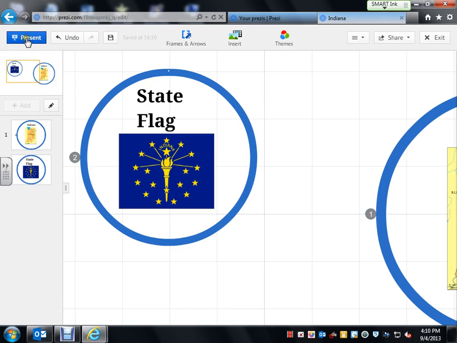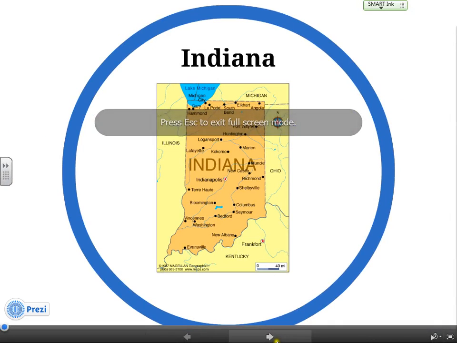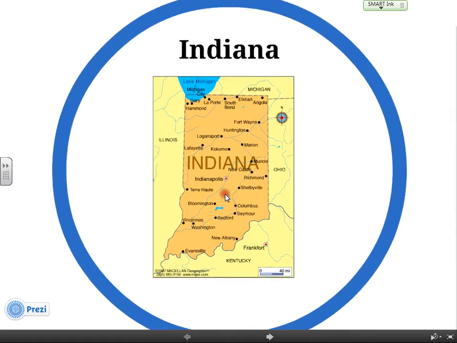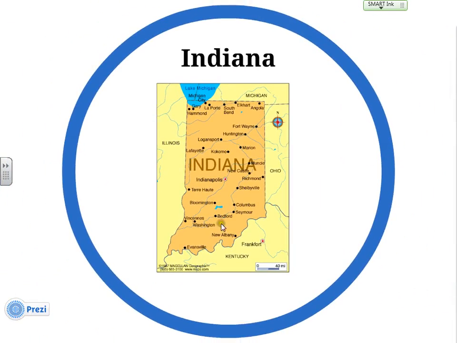I want to show you what this Prezi is going to look like now when I go through it. I'm going to go up to present. And this is what it looks like. I start off with my first one with Indiana, and just like with the PowerPoint, if I click down here at the bottom, it'll go to the next slide. If I want to zoom in on that picture, I click on it and it zooms in on the picture. If I click off of it, it zooms back out.